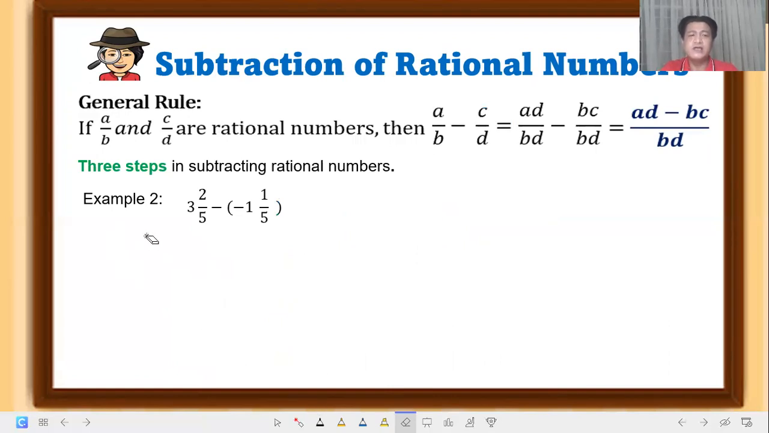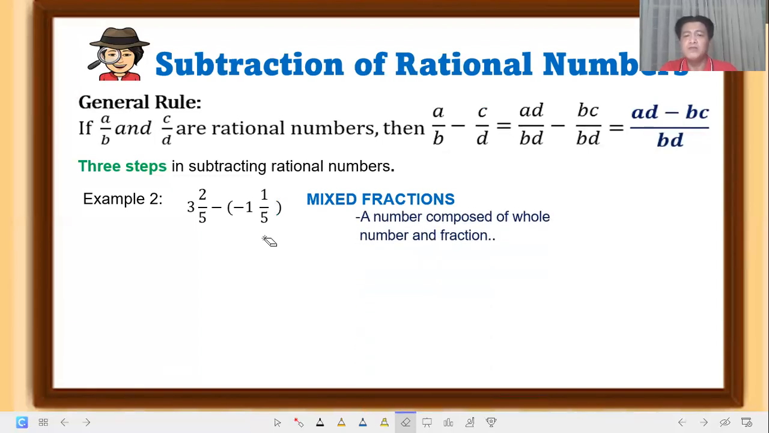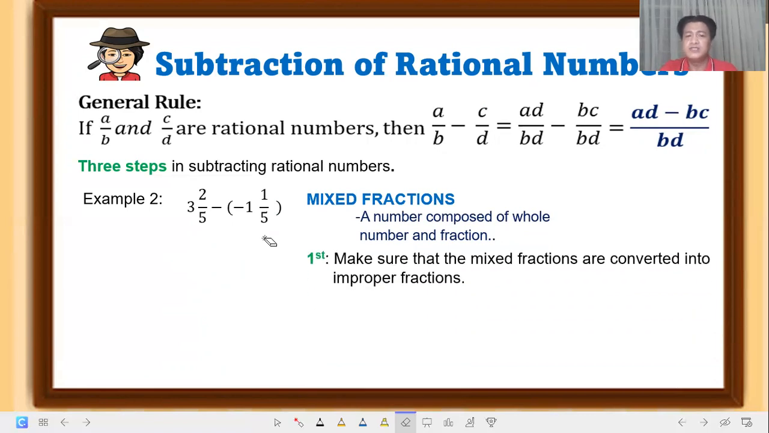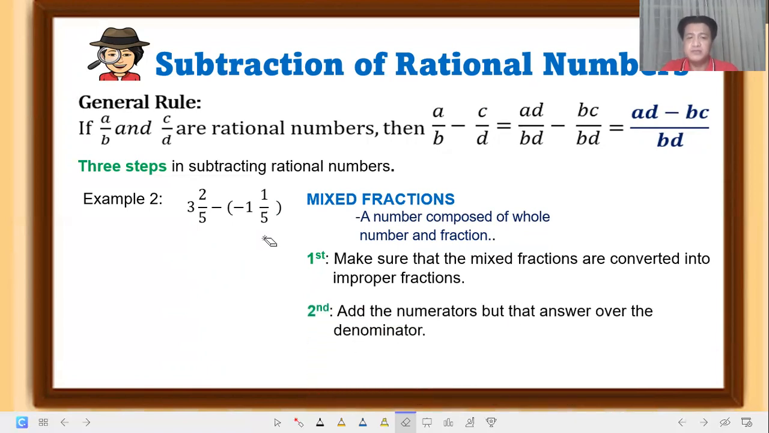Okay, let's proceed to example number 2. I have here 3 and 2/5 minus negative 1 and 1/5. Okay, anong uri ng fraction to? This is a mixed fraction. Okay, so remember, a mixed fraction is composed of a whole number and a fraction. So step 1 dyan, you are going to convert into improper. Okay, everybody? And then, let's proceed. Add the numerators but keep the answer over the denominator. And last one, simplify the fraction if needed.